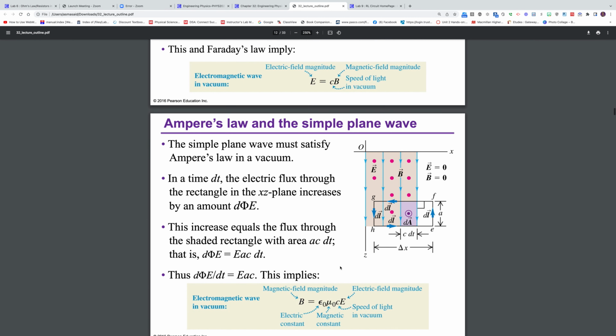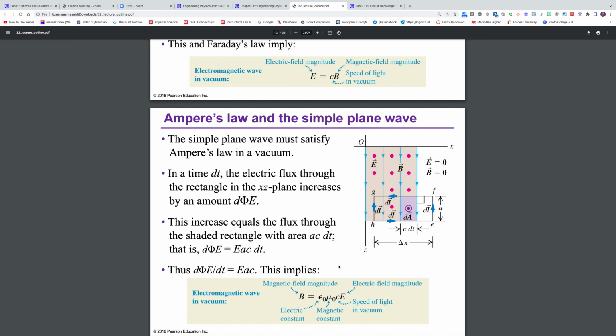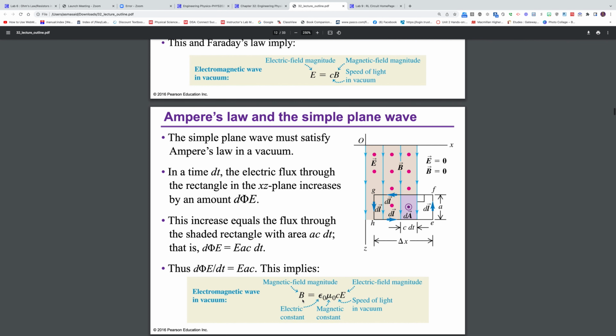Ampere's law is also going to relate here. It's the same derivation, but it talks about the flux of the electric field, and it is relating again the magnetic field and the electric field for electromagnetic waves in vacuum. It says that B equals mu zero times epsilon zero times C times E. This is another relation that we can also use.